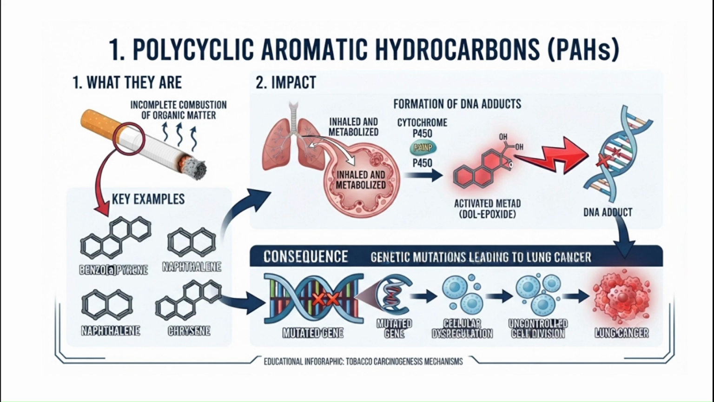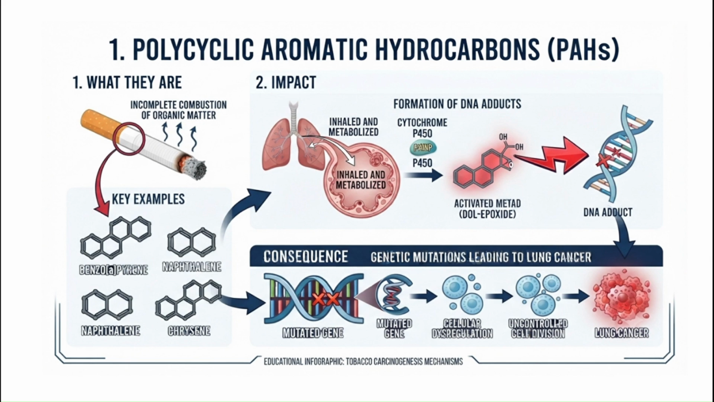What they are: PAHs are organic compounds formed through the incomplete combustion of organic matter, with well-known examples including benzo[a]pyrene, naphthalene, and chrysene. Impact: they are among the most potent carcinogens in tobacco smoke. Once inhaled, the body metabolizes them into reactive chemicals that bind directly to cellular DNA, forming structures known as DNA adducts. This structural damage frequently triggers the genetic mutations heavily linked to lung cancer.